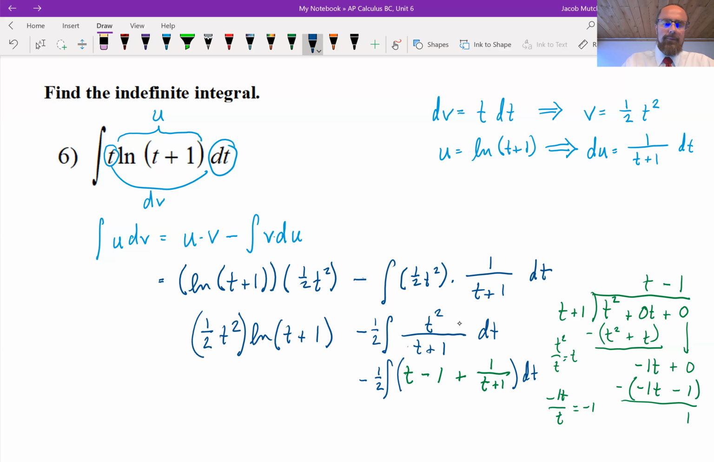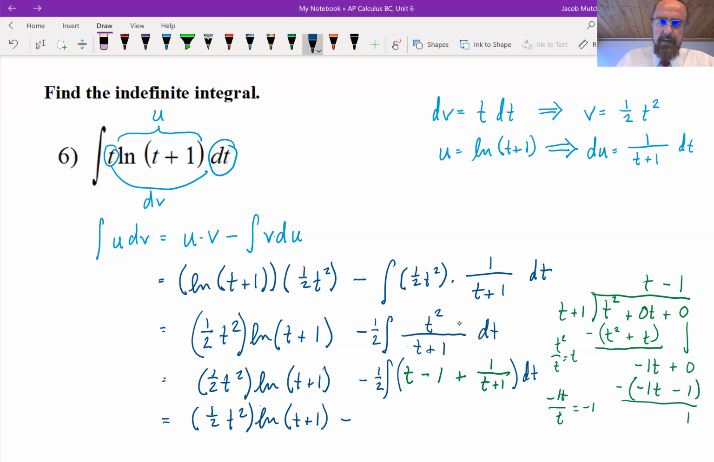And then we'll pick up. So we're ready to integrate that second term there. I'm just going to fill in the gaps. All right, so again, we'll pick up our pieces, half t squared times natural log of t plus 1. And now we're ready to integrate this second one. So minus half, and then we're going to integrate t. That's going to be 1/2 t squared.